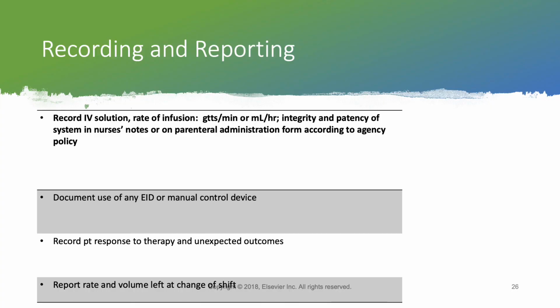Okay, recording and reporting. We would want to record what type of solution the patient is receiving, the rate of the infusion in drops per minute or milliliters per hour, the integrity, it should be clear, if the IV is patent. And we would do that in the nurse's notes, or if there's a flow chart, we might do it there. Patient infusing normal saline at 125 milliliters per hour via IV pump. IV site no redness, swelling, tenderness, or pain.